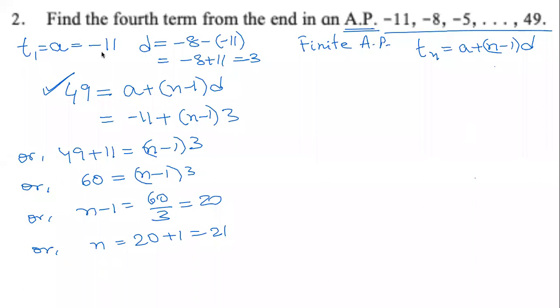See, in the question, what was very clear was the first term, minus 11. The common difference we could easily calculate as 3. And now we have also found out the value of n, which is 21. Right? So 21 is the last term. There are 21 terms in the arithmetic progression. Now, fourth from last, देखो, 21st, 20th, 19th, 18th. So we have to find the 18th term.